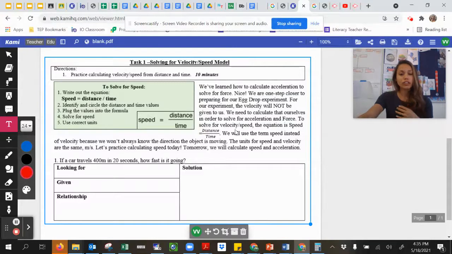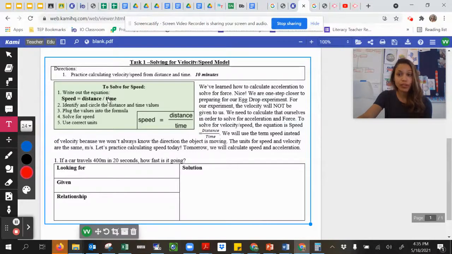To solve for velocity or speed, the equation is speed equals distance over time. It is also in your reference sheet. We will use the term speed instead of velocity because we won't always know the direction the object is moving. The units for speed and velocity are the same, meters per second.